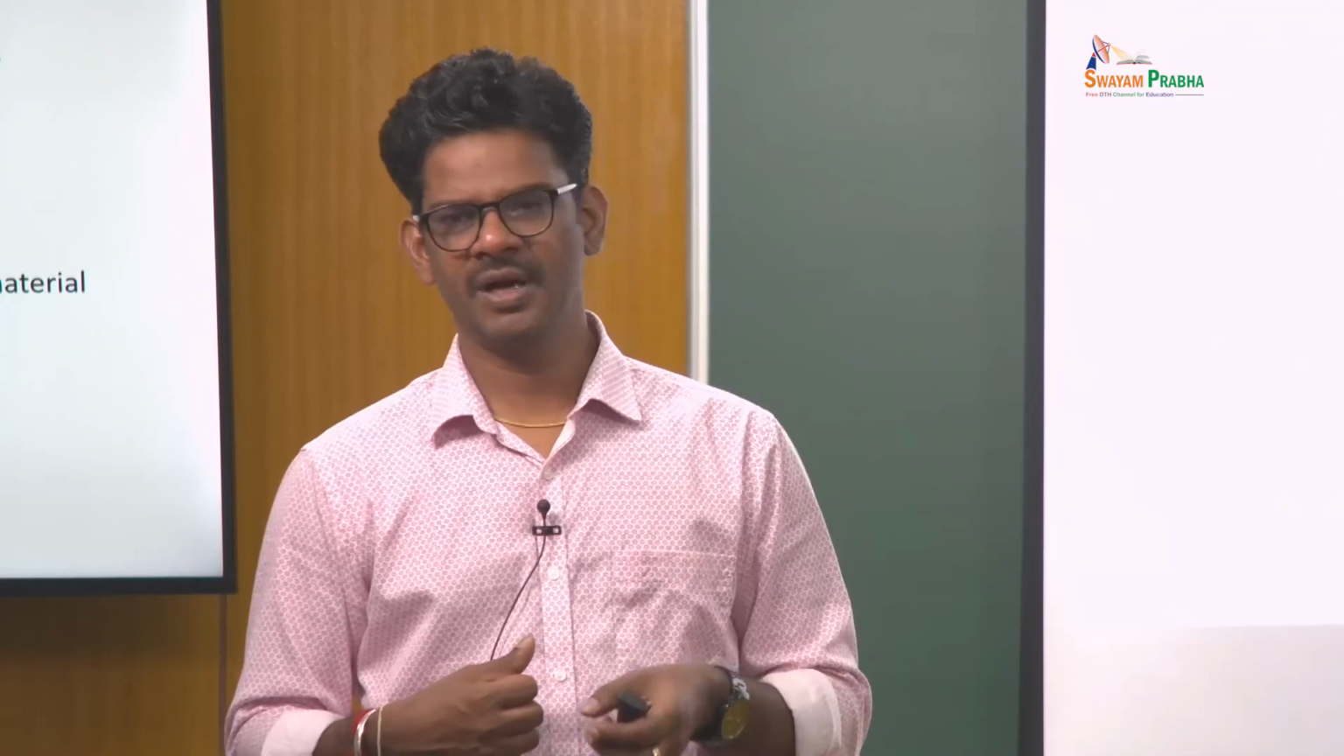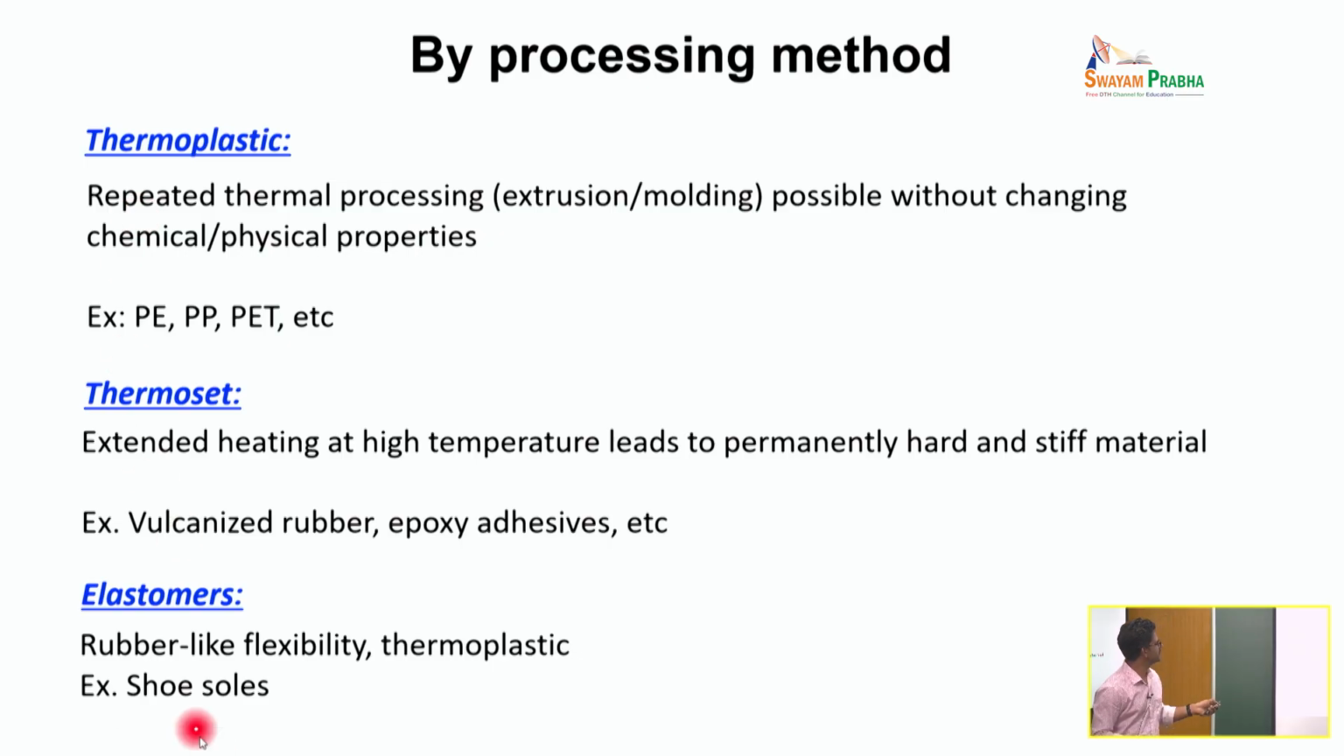I already gave a couple of examples in the previous class: vulcanization of rubber, phenolic resins. These are things which make more bonds by heating, so they become more solid, stiffer, harder. And if you heat them again, you're not going to melt them, you're only going to degrade them. There are certain applications which require something like epoxy adhesives of this kind. So here we are basically classifying based on how we process them with heat.